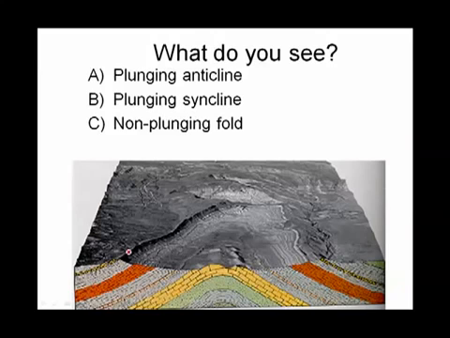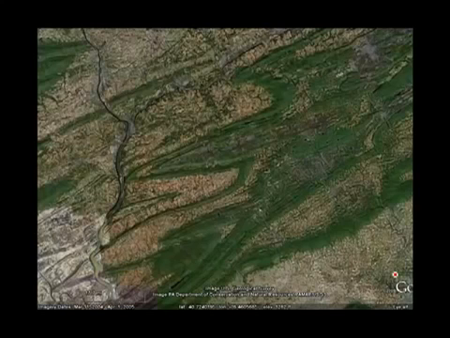What do you see here? Well, that V pattern at the surface tells you that it must be plunging, and from the side view we can see that, of course, it's an anticline. That pattern of V's can even be seen from space. Here you can see it in a Google Earth image of Pennsylvania.